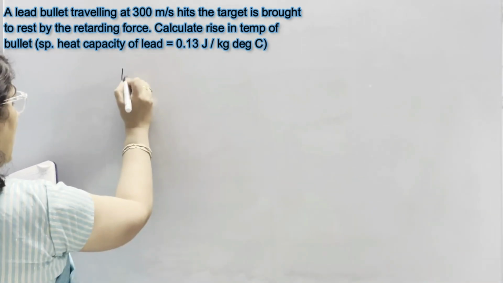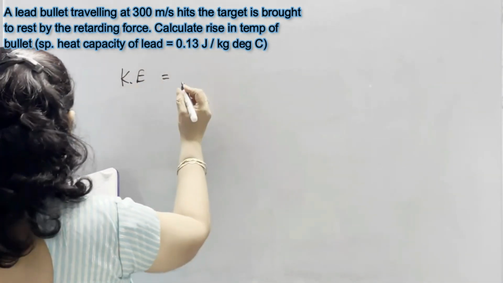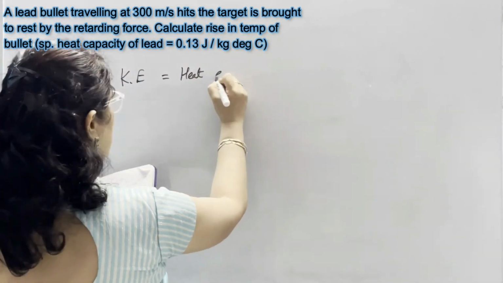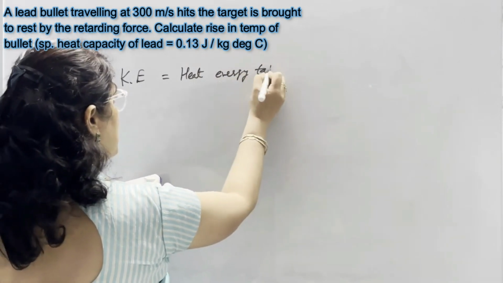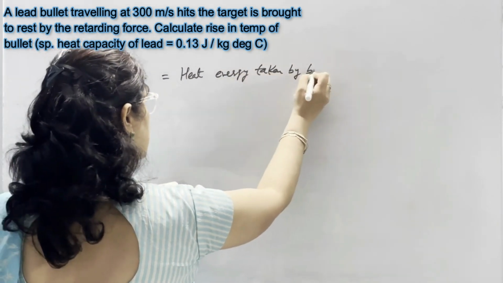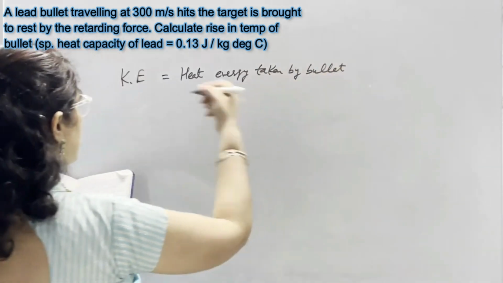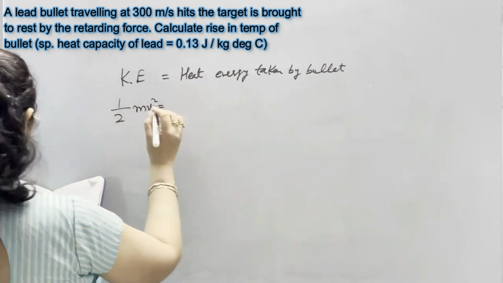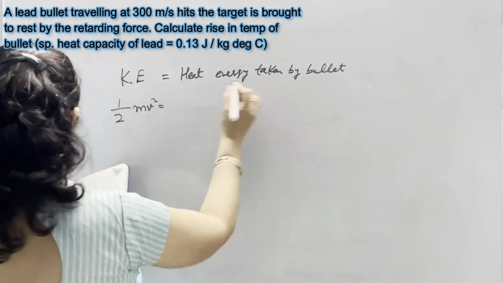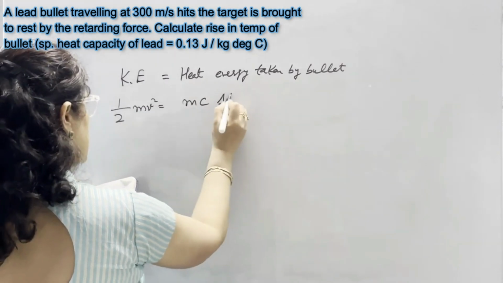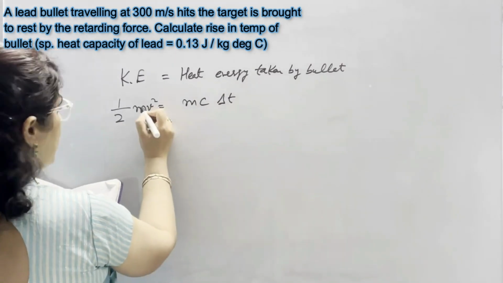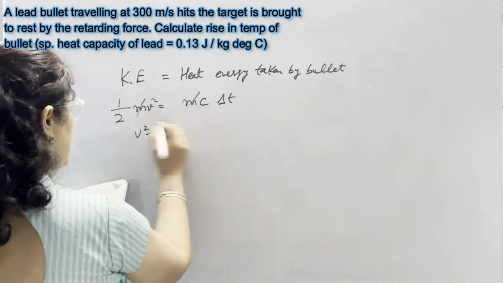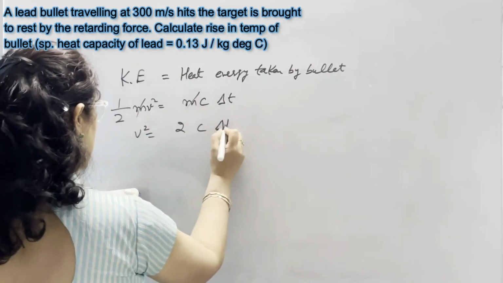So we know that kinetic energy is being converted to heat energy. So kinetic energy is equal to, question asked is heat energy taken by bullet. कितनी गर्म हो जाएगा, कितना टेम्परेचर में चेंज आएगा. So kinetic energy we know the formula half mv square is equal to heat energy taken by bullet. It means mc delta t. M of bullet is not given, but we know that it is same, so they can get cancelled. So v square is equal to 2c delta t.